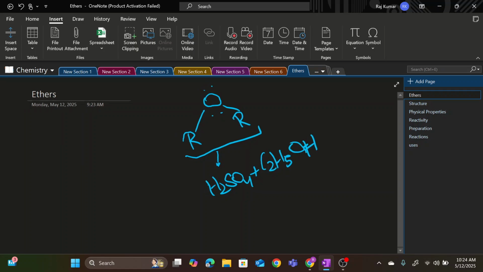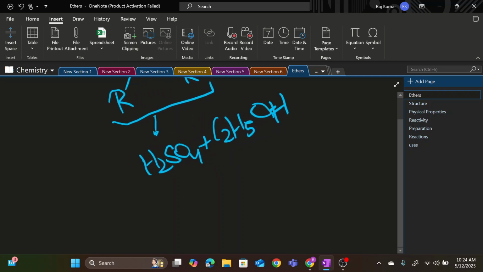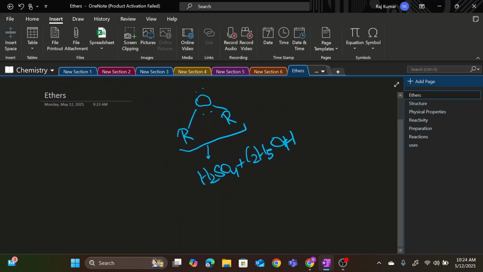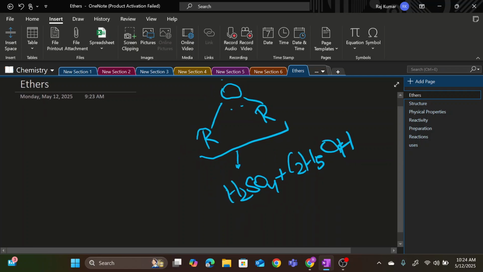Ethers are a very important class because they act as solvents. They are inert and unreactive, and because of their unreactivity we use them as solvents. Lower ethers are also used as anesthesia.